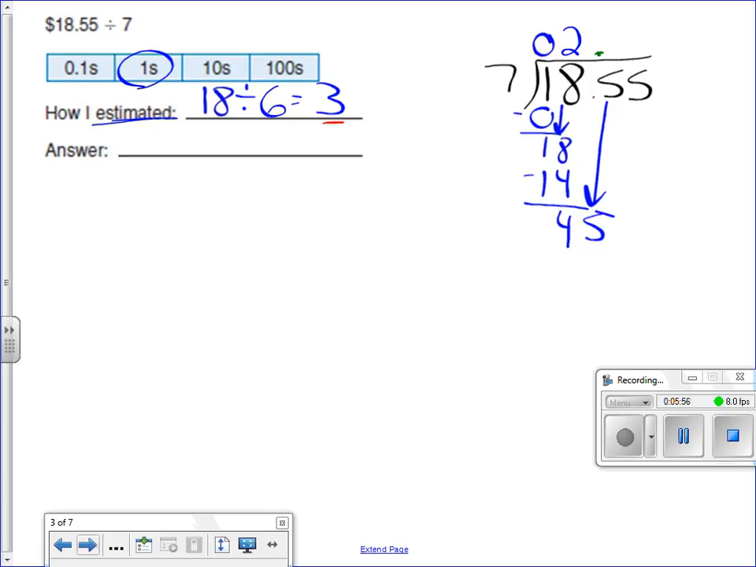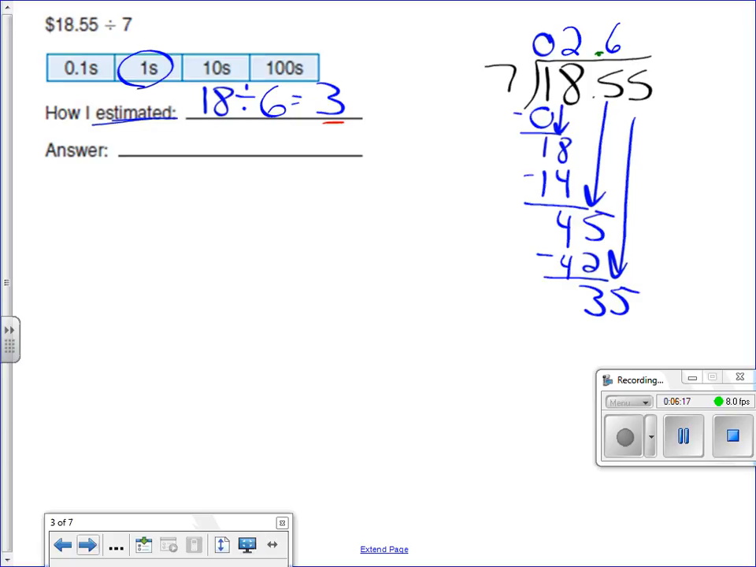Now I have to see how many times 7 can go into the number 45. 7 times 5 is 35. 7 times 6 is 42. 7 times 7 is 49. So I'm going to have to go with 7 times 6. 7 times 6 equals 42. Subtract, get a 3, bring down the 5.